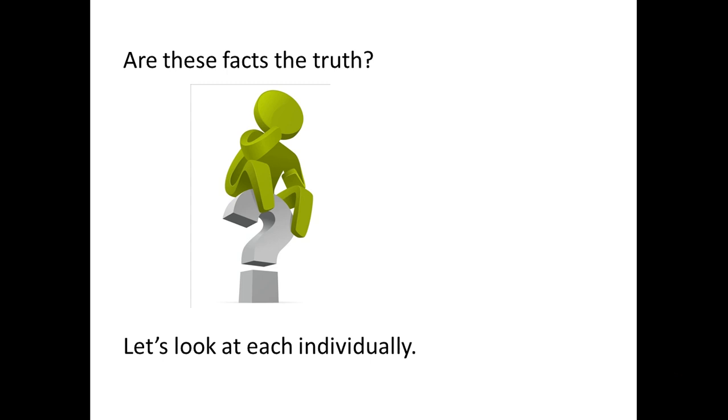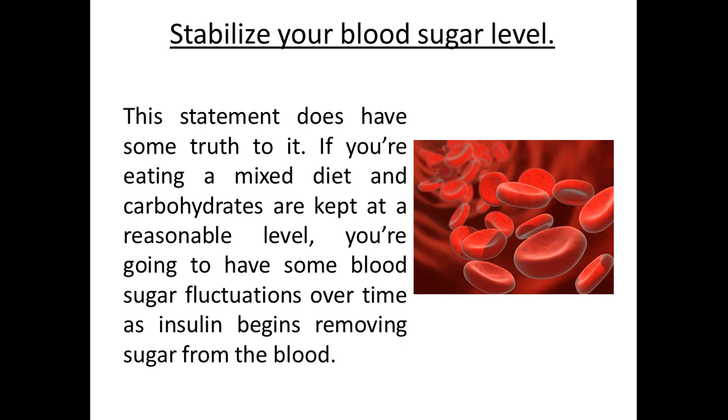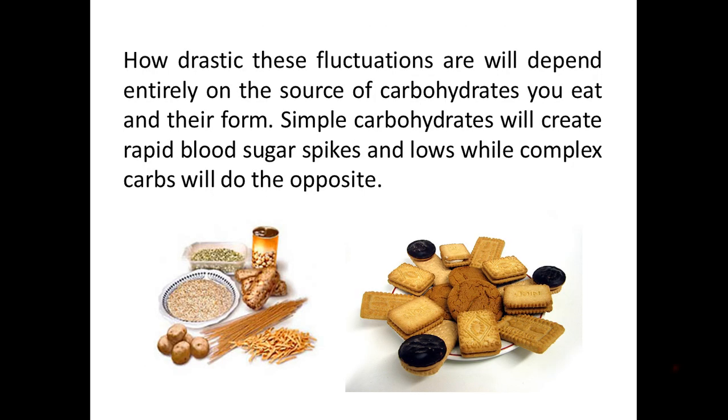Well, let's look at each one individually. Stabilizing your blood sugar level. This statement has some truth to it. If you're eating a mixed diet of carbohydrates and if they're kept at a reasonable level, you're going to have some blood sugar fluctuations over time as insulin begins removing sugar from your blood. Now, how drastic these fluctuations are will depend entirely on the source of carbohydrates you eat and their form.